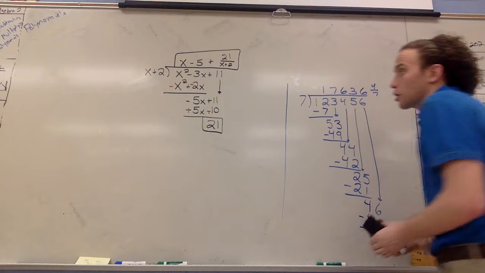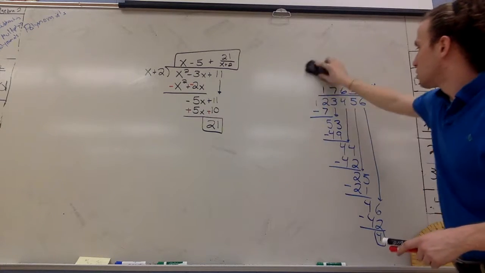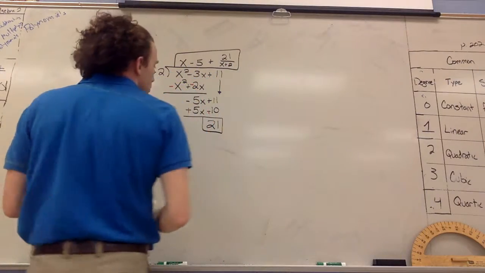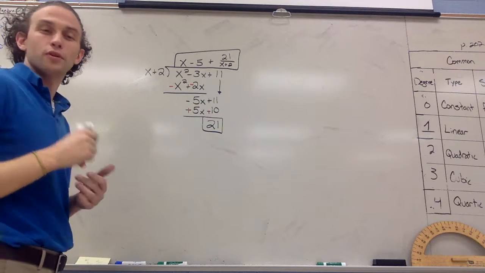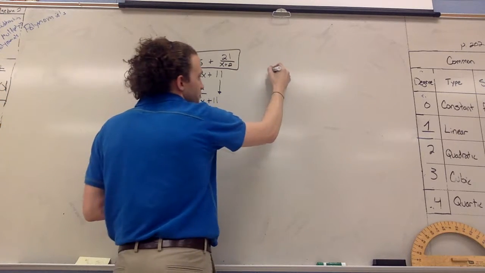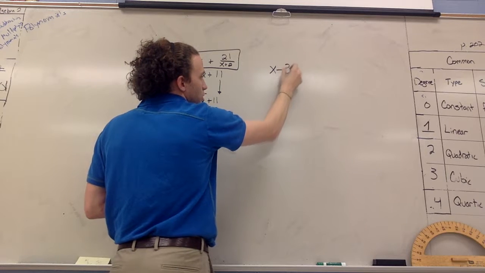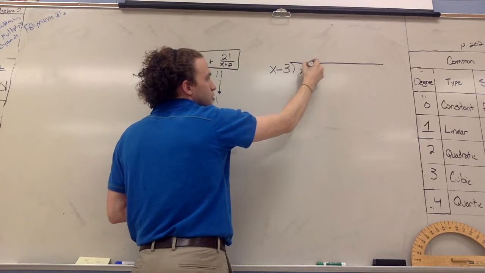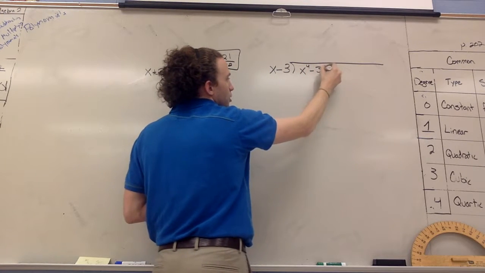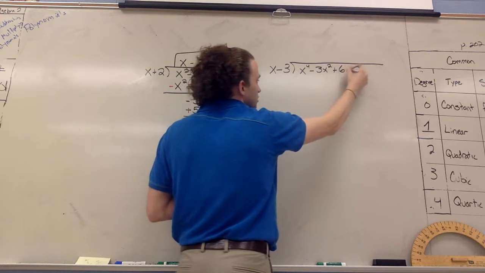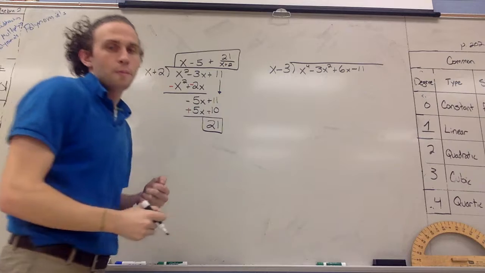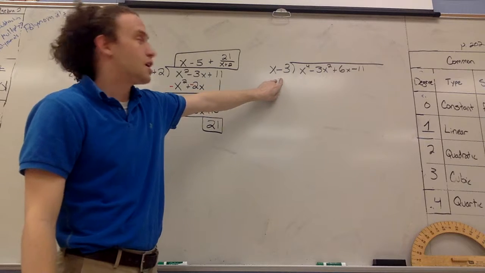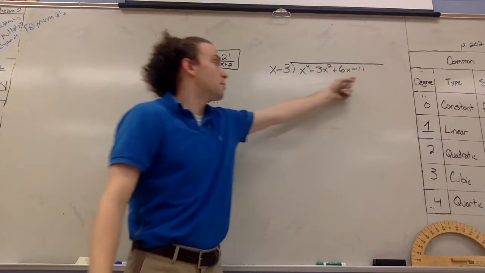Okay, so we're going to do another example of this. Now, this next example is going to be a little bit longer, and it's going to have something a little different in it. So if I have something like this, x minus 3 divided into x to the 4th minus 3x squared plus 6x minus 11. This problem has something missing in it. If I look at this, I have a linear term, just an x, and I have a constant term, a negative 3.